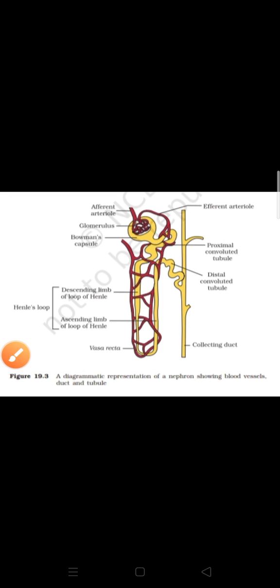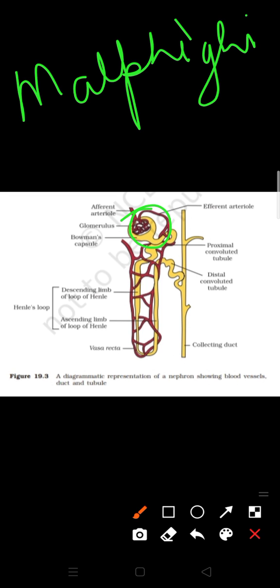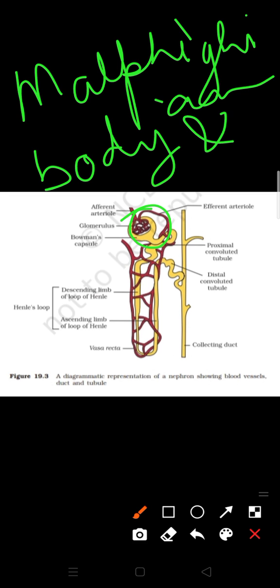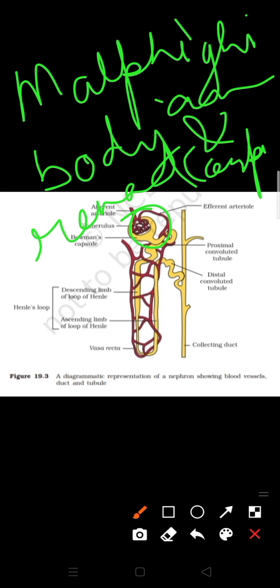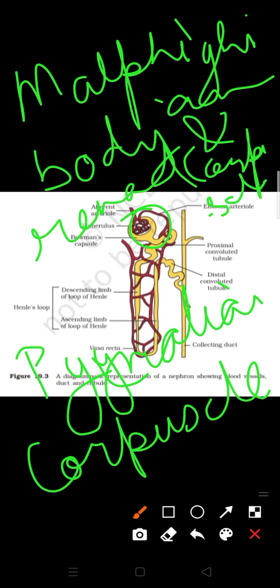Okay, so the Bowman capsule plus glomerulus, both collectively, are known as the Malpighian body and renal corpuscle. Okay, so that is about the Bowman capsule.